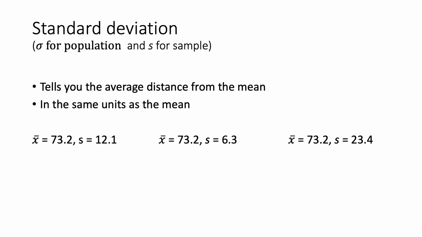In the middle one, again, the mean is the same, 73.2. But in this case, the standard deviation is only 6.3 points. So the points are bunched much closer together, aren't they? And then in the last example, same mean, but look at the spread on this one. The standard deviation for this one is 23.4 points. So there's 23.4 points on average between the data points and the mean.